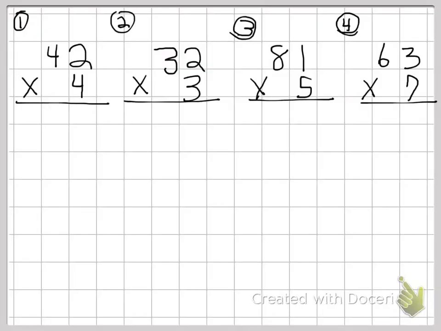Okay, here are your practice problems for today. 42 times 4, 32 times 3, 81 times 5, 63 times 7. Now again, we want you to practice the method that you just learned, which is the place value method, the traditional multiplication algorithm. So look back at the steps if you can't remember. They're in your notes. Have fun.